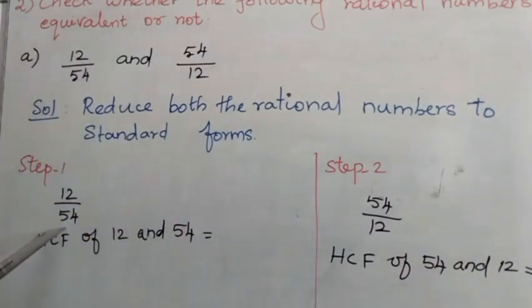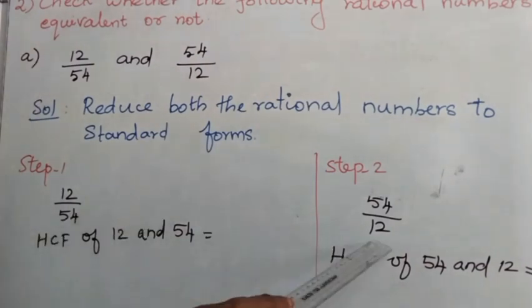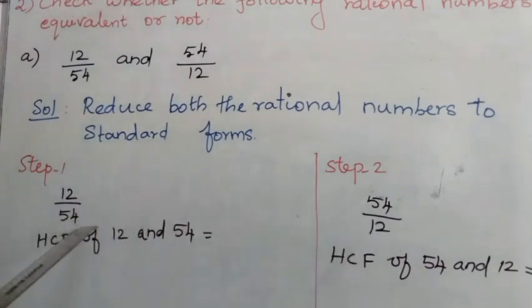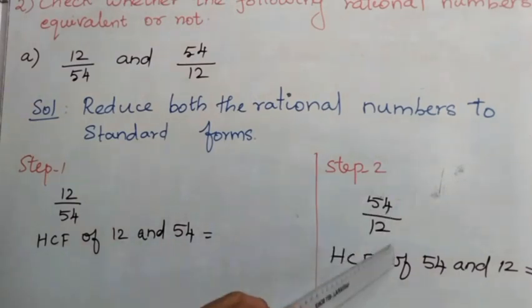Okay, take the first one: 12 divided by 54. See the denominator first. The denominator is a positive number. Here also, the denominator of the other given rational number is a positive number. Next we have to take the highest common factor for 12 and 54, and similarly do it for the next rational number, 54 and 12. Okay, see the next step.